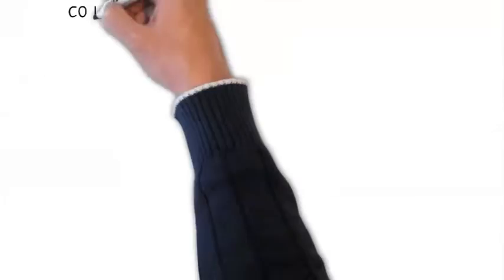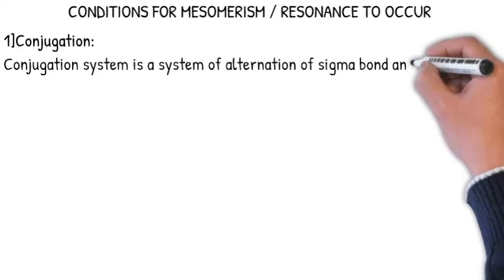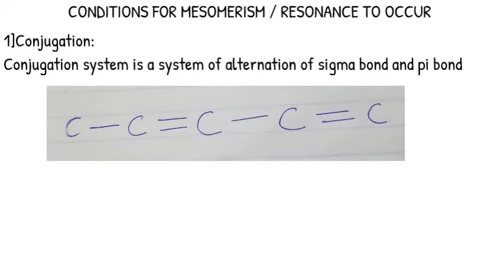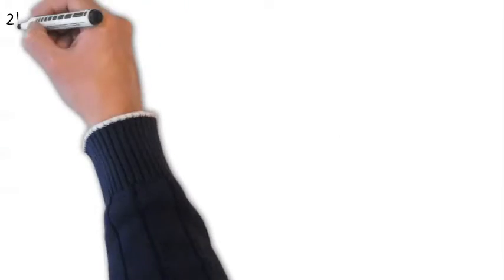Condition for mesomerism or resonance to occur: conjugation. Conjugation system is a system of alternation of sigma bond and pi bond. See this structure whereby carbon alternate themselves with double bond and single bond. Also, see this structure of benzene where there is alternation of double bond and single bond, which are pi bond and sigma bond.